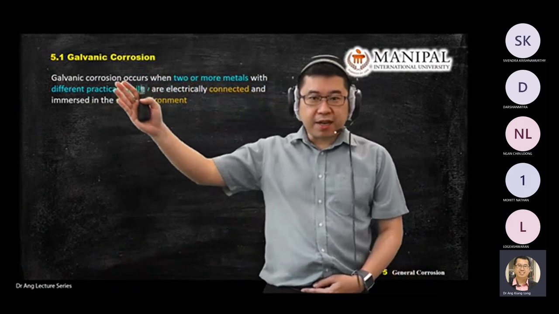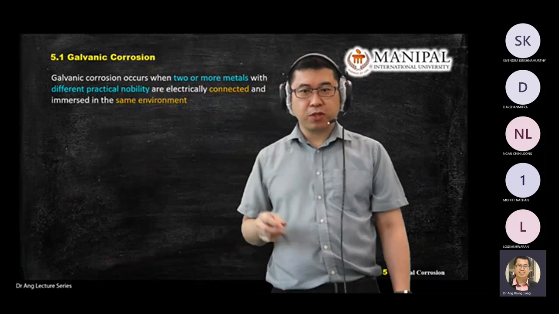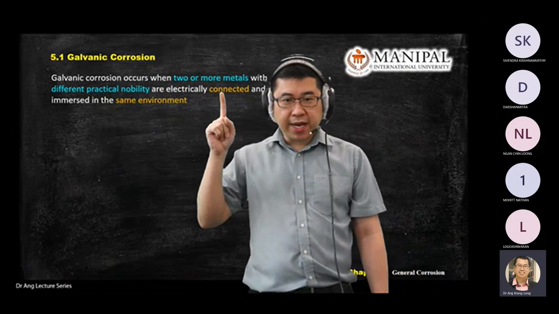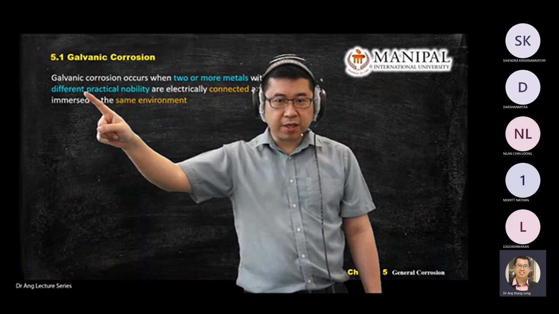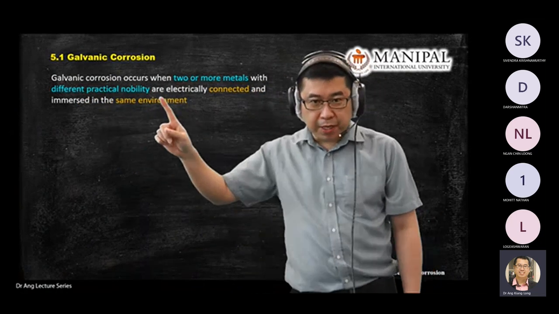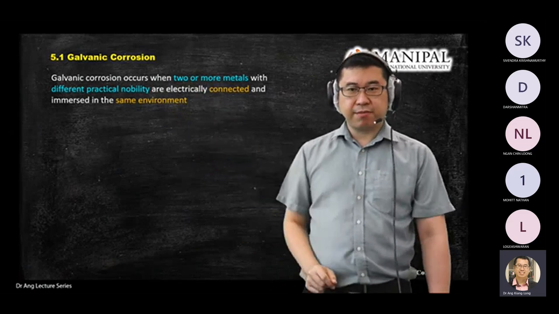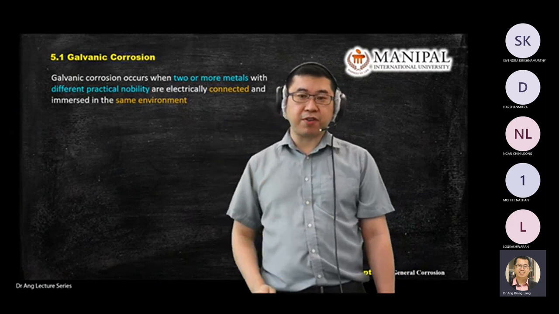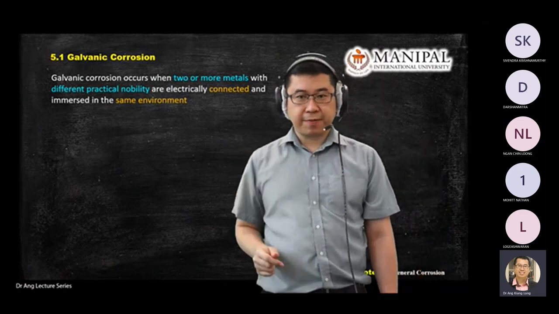So what is galvanic corrosion? Galvanic corrosion, you need two metals, two or more, but minimum two, having different nobility. Later I'll explain about nobility, and they are electrically connected. That's why you see a wire connecting the zinc and copper in the video just now. Technical word, they must be electrically connected.